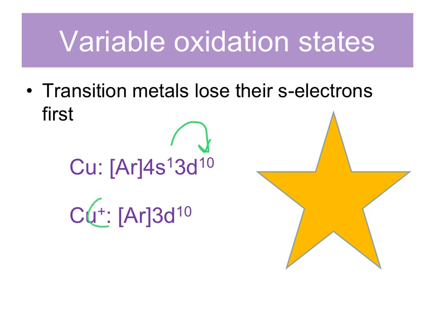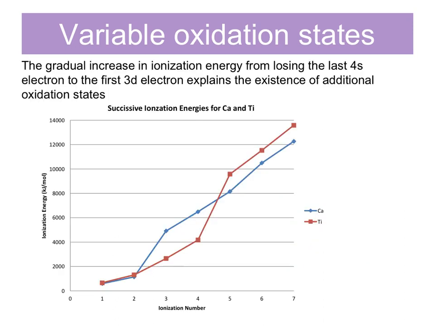Then, in order to form the copper +1 ion, the 4s electron is then removed. So that leaves a completely full 3d orbital. So for the copper ion, the configuration is argon 3d10.